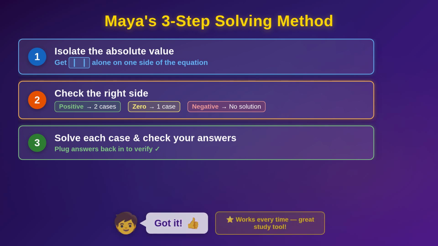She wrote out her 3-step method and taped it to her desk. Step 1. Isolate the absolute value bars on one side of the equation. Step 2. Check the right side. Positive, split into 2 cases. 0, set inside equal to 0. Negative, write no solution and move on. Step 3. Solve each case and check your answers by plugging them back in.